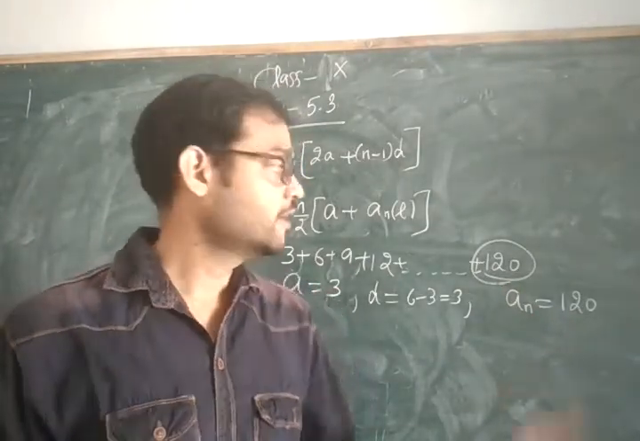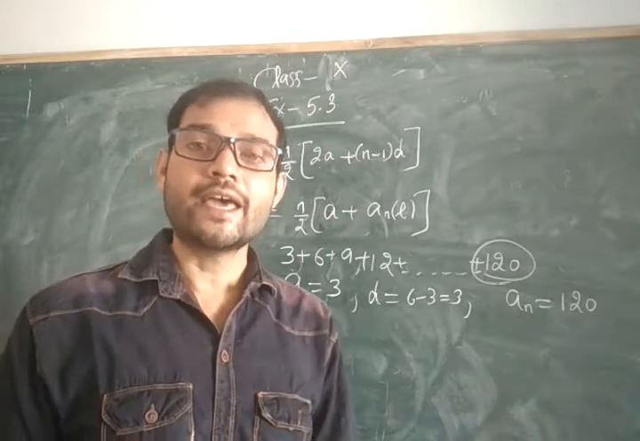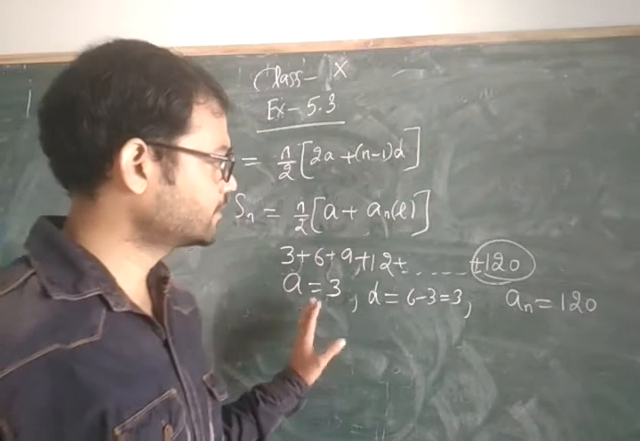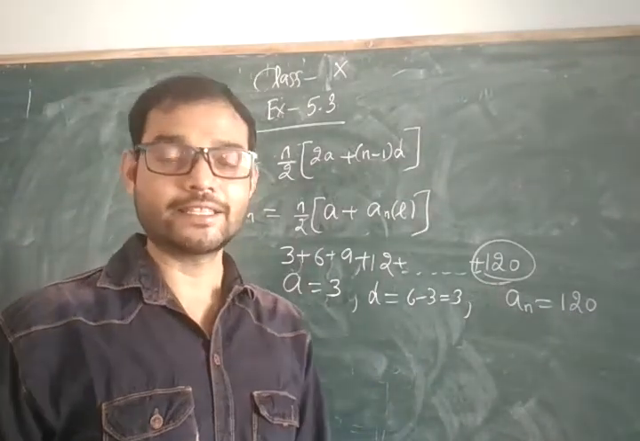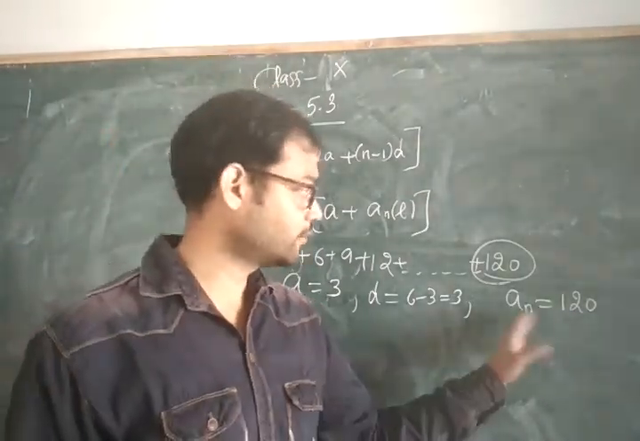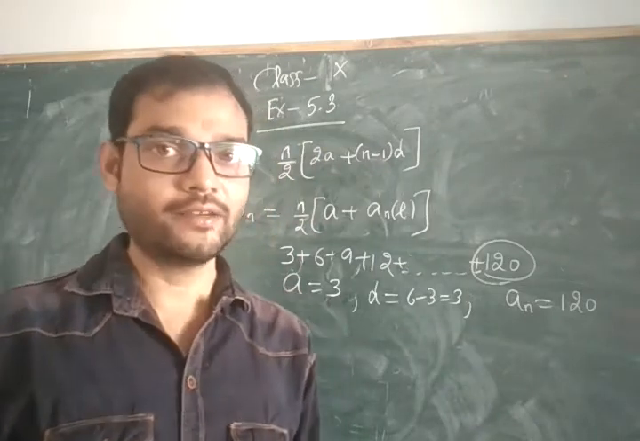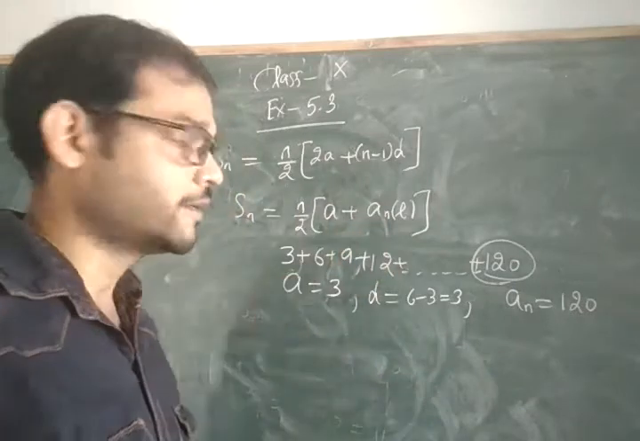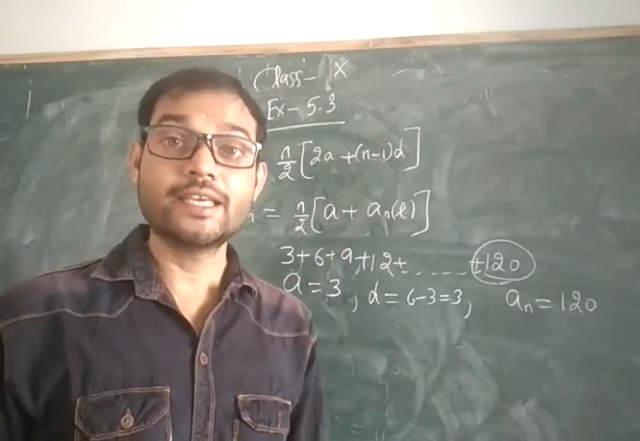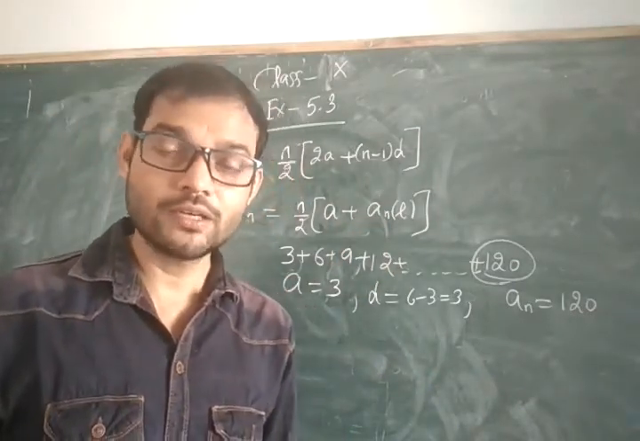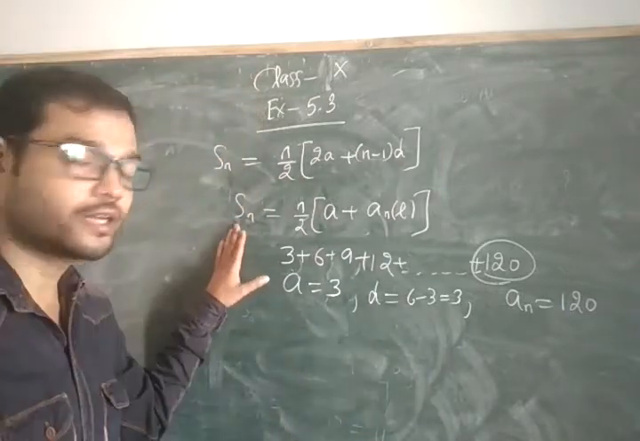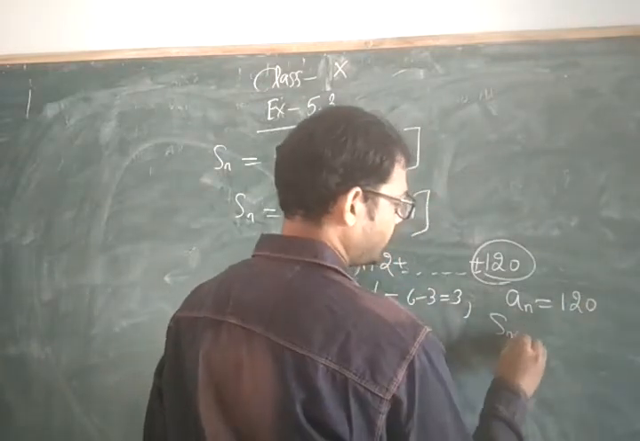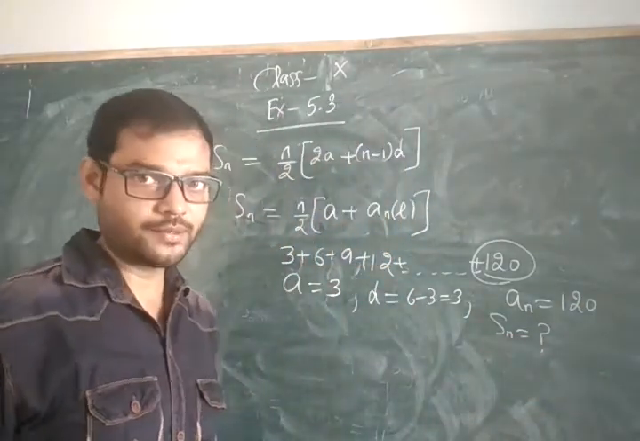I don't know the number of terms. 120 is your nth term. So here the nth term is given. Before putting all these values in the formula, check whether everything is given for your formula. First, we are finding Sn, the sum of terms.